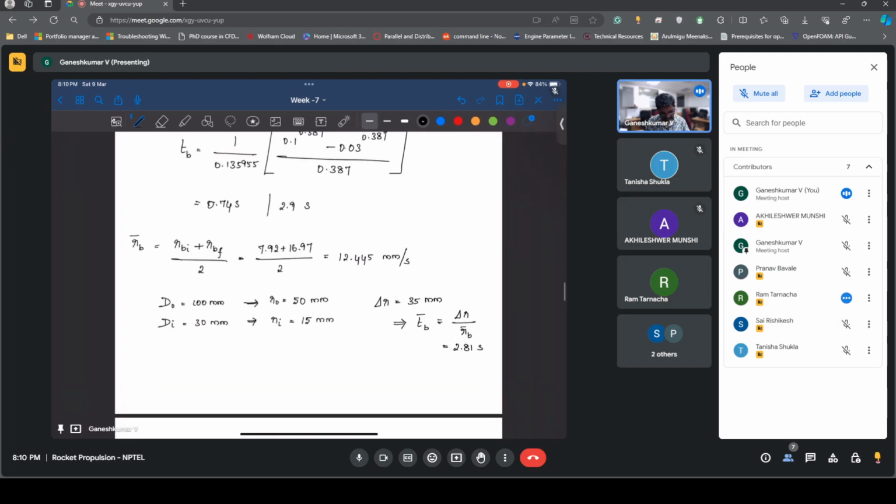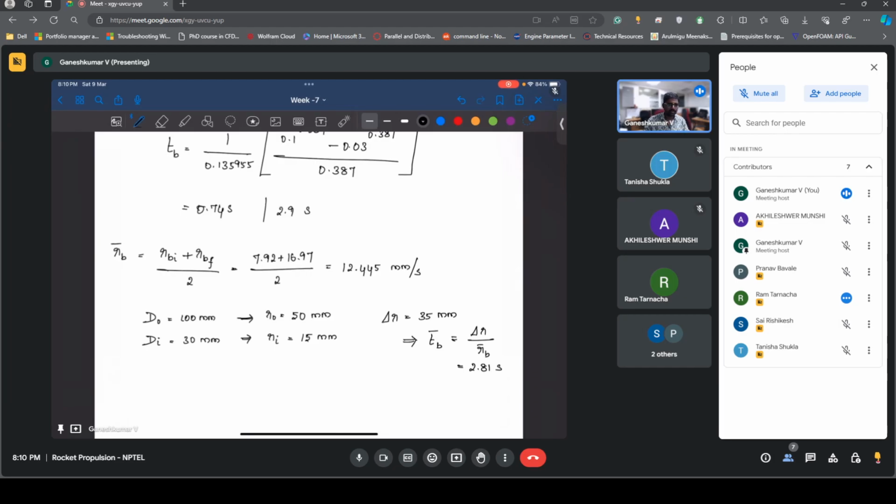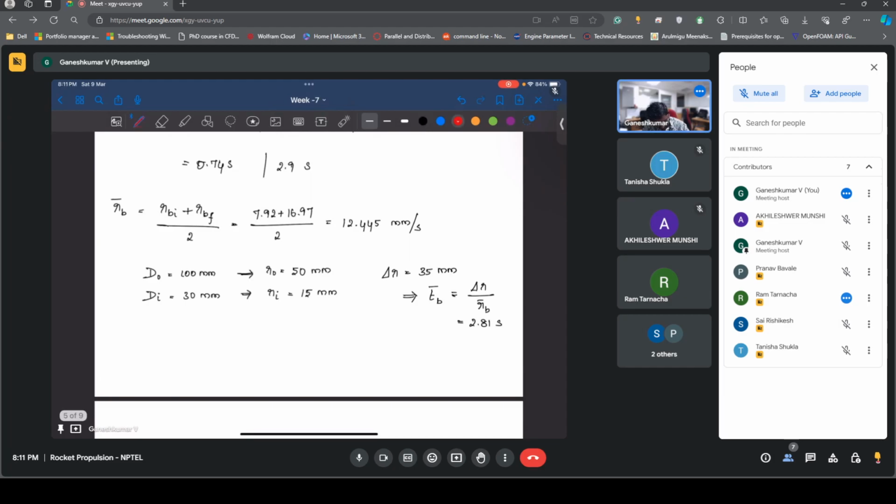This also validates that you are getting a better estimate. It might be simple for this cylindrical grain propellant. You are getting 2.8 and the real result is like 2.9 seconds. So how much percentage difference are you getting? 2.9 minus 2.81 divided by 2.9. It's like 3% difference. This is what you are getting, something like 3% off.